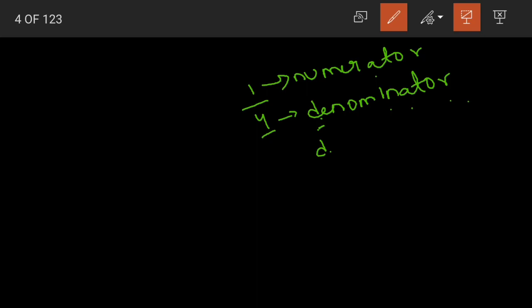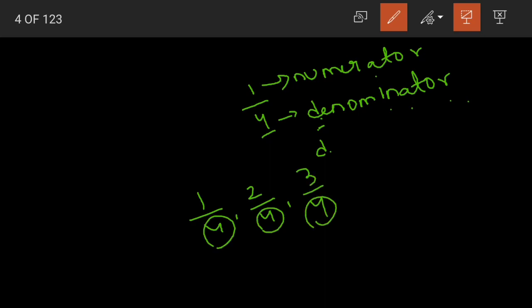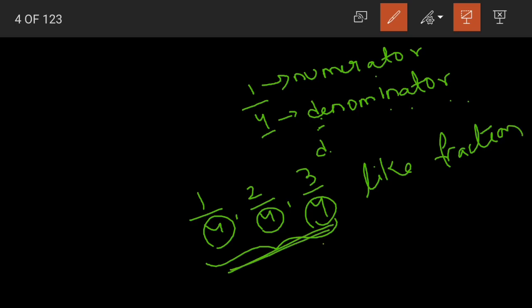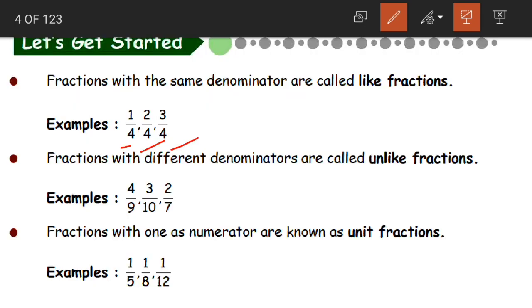So for a given set of fractions like 1 by 4, 2 by 4 and 3 by 4, if they all have the same denominator, then they are termed as our like fractions. What are they called as, children? They are called as our like fractions. Again, what are like fractions? The fractions with the same denominator are called as our like fractions.